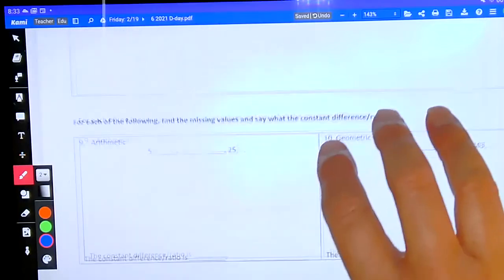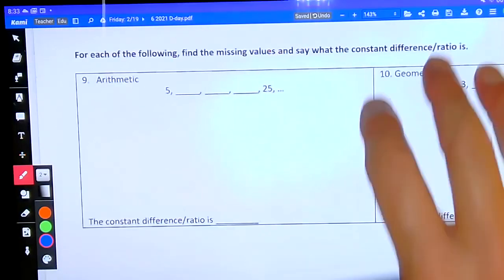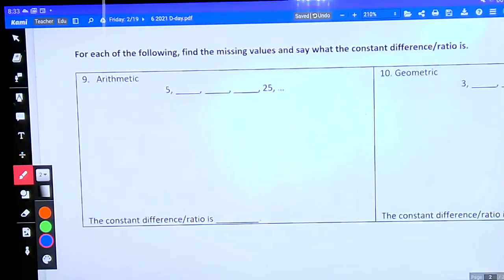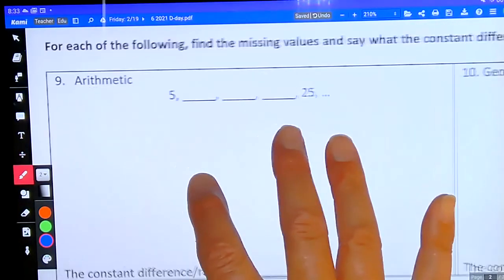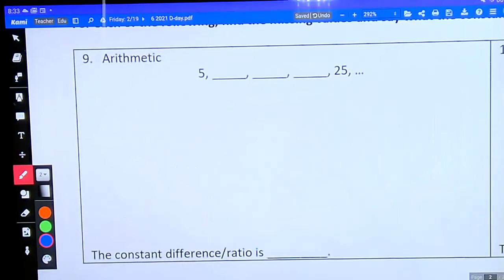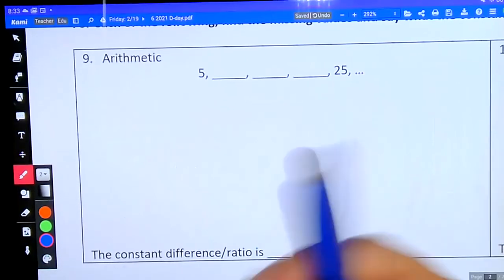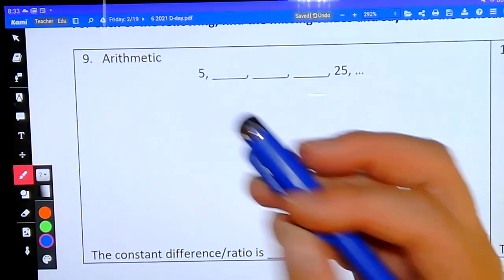Now, at the bottom here, for each of the following, find the missing values and say what the constant difference or ratio is. Okay, so for this one, they're saying that this is arithmetic. They have to tell us that. So there are different ways to do this. This is how I'm going to think about it.